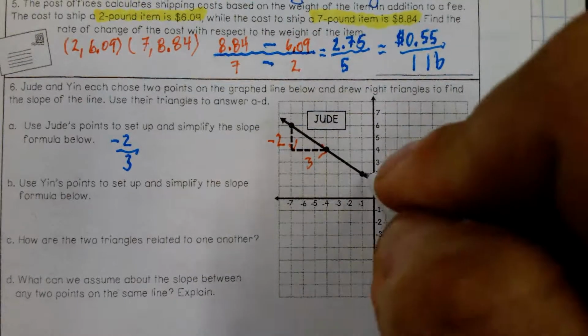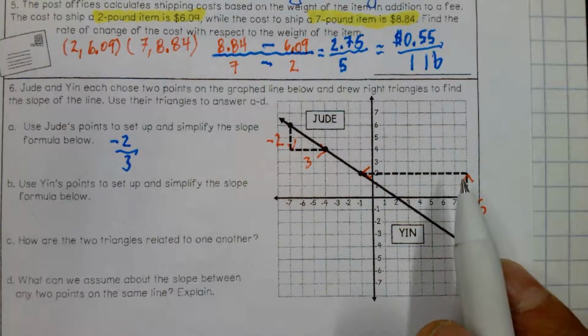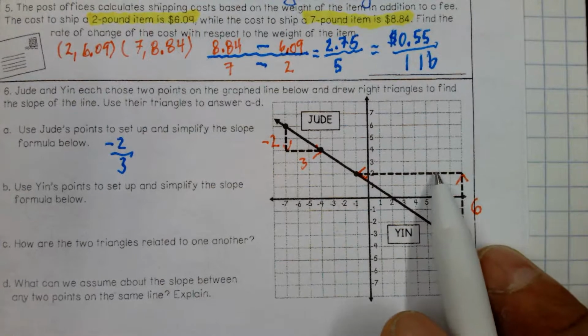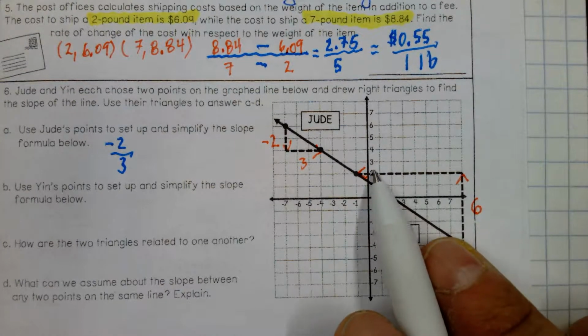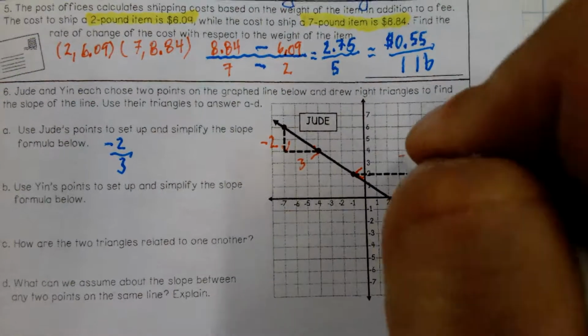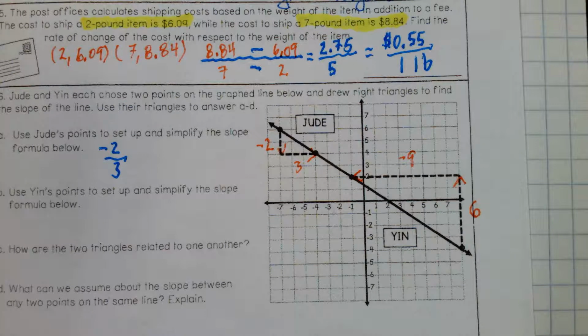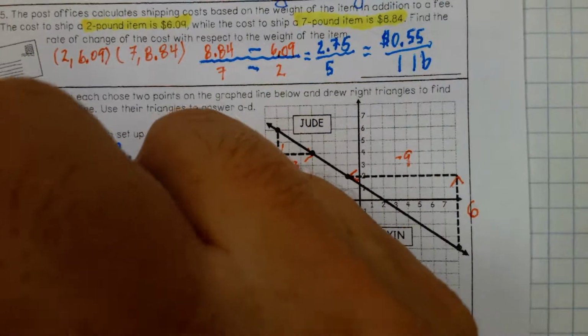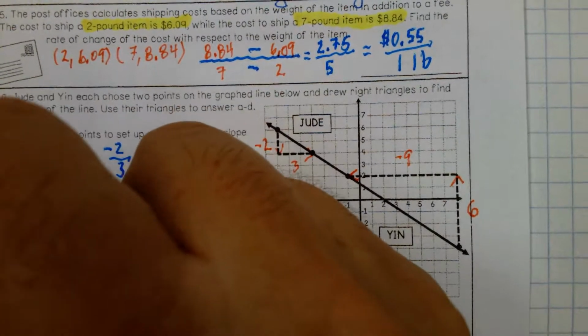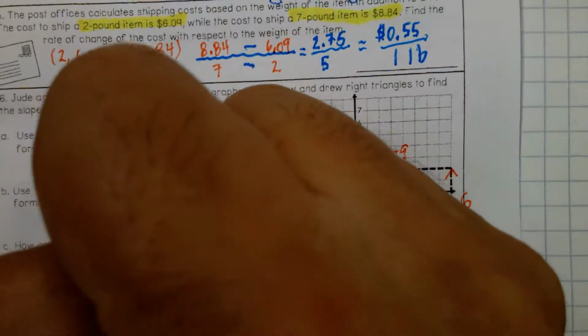And then she went to the left. How many spaces to the left did she go? Let's see. 1, 2, 3, 4, 5, 6, 7, 8, 9. But since she went to the left, I can't say it's +9. It's -9. Remember, up is positive, down is negative for the rise. Right is positive, left is negative for the run. So the rise over run here is -9/6.